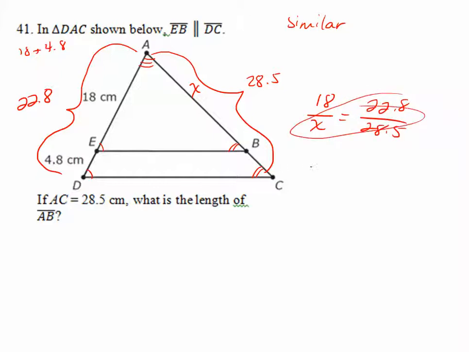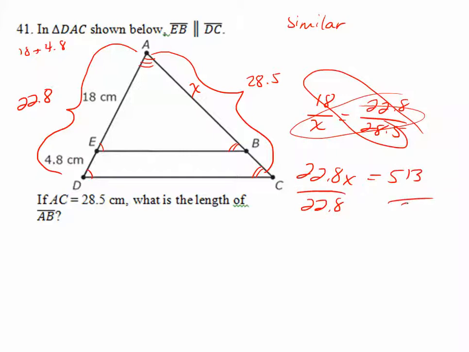Cross multiply. 22.8x equals, multiply this way and we get 513. Divide by 22.8 on both sides and we get x equals 22.5 centimeters.